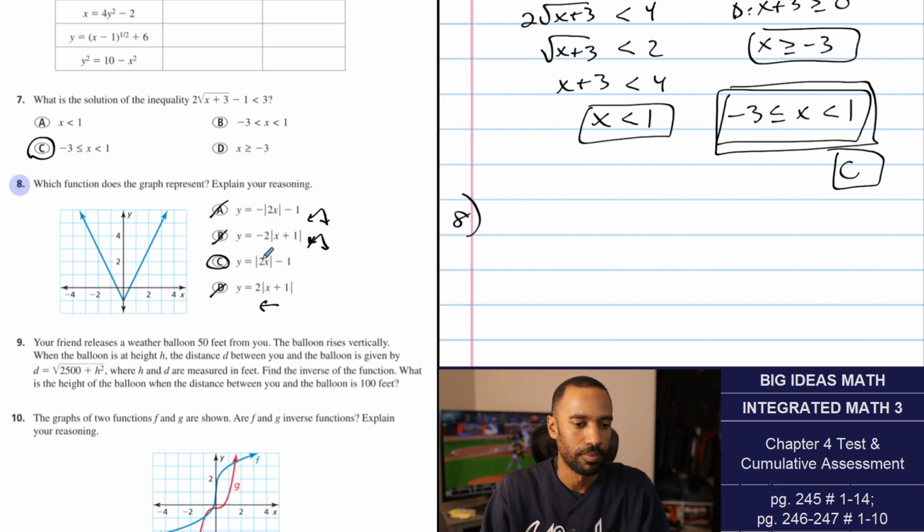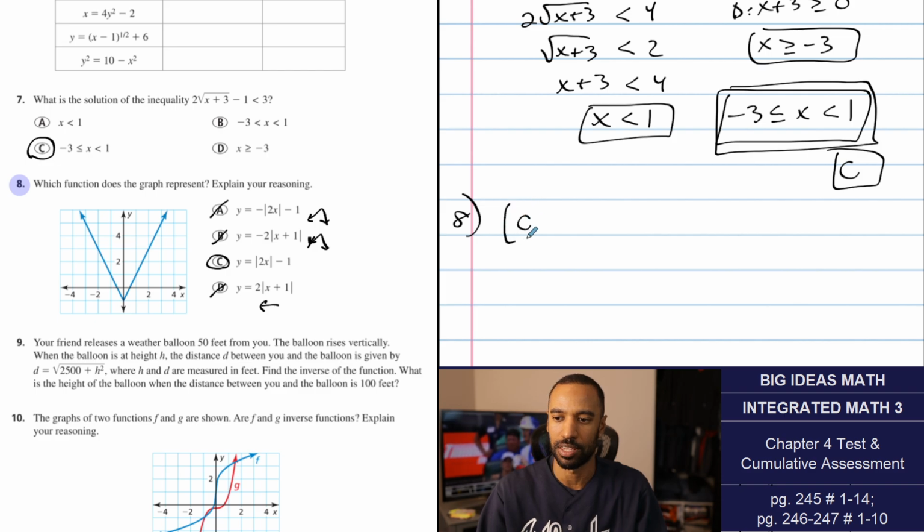I don't know about this part with 2. I guess absolute value of 2 is 2. Up 2 over 1, that works out, and the negative 1 is 0, negative 1 graph. So 8's graph is C.